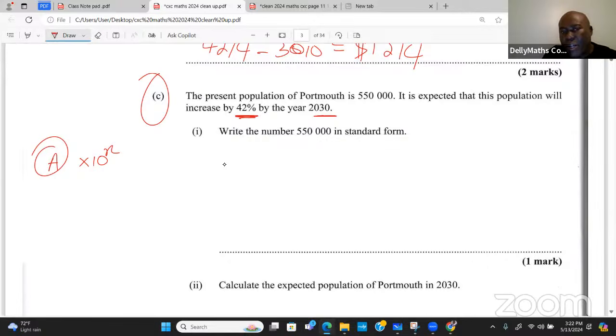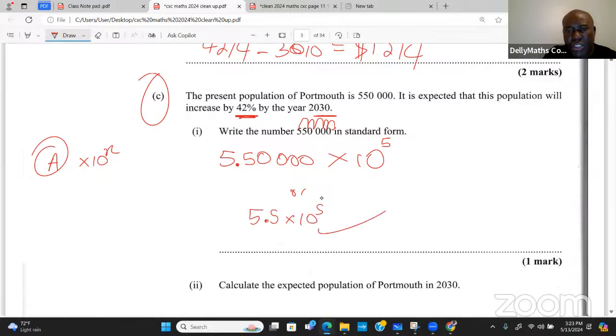What it means is that I'm going to have to make sure that my decimal point comes after the first non-zero digit. So if you want to write back all of these zeros, you can, but it's not necessary. So basically, this is the idea. 5.5000 times 10 raised to what power? Let us check to see how many places we moved it. 1, 2, 3, 4, 5. So we actually moved the decimal 5 places to the left. So it is 5.5 times 10 raised to the 5th power. And that will give us the answer. If you have 5.5 times 10 raised to the 5th, you're still good.